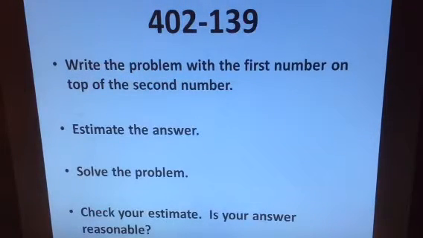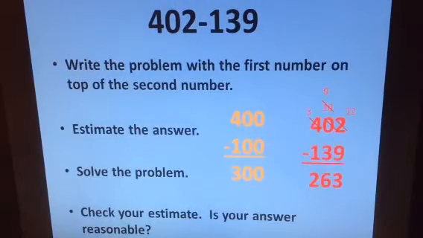After that we did a couple more problems together as a class. 402 minus 139. Our steps were we wrote the problem with the first number on top of the second number. We estimated the answer, so we rounded 402 to the nearest hundred and we rounded 139 to the nearest hundred. Then we solved the problem. Then we checked our estimates and decided if our answer was reasonable. Pause the video to do that now.